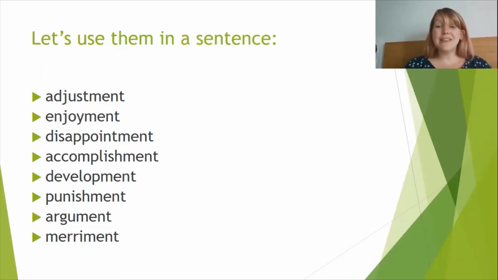Okay. Now it's time to use them in a sentence. We've already talked about adjustment. What about disappointment? I felt such disappointment that the fair was closed. How about punishment? You deserve a punishment for your crime. Argument. I had an argument with my friend. Merriment. I felt great merriment at the party. Accomplishment. It was a real accomplishment to win the race ahead of everybody else.